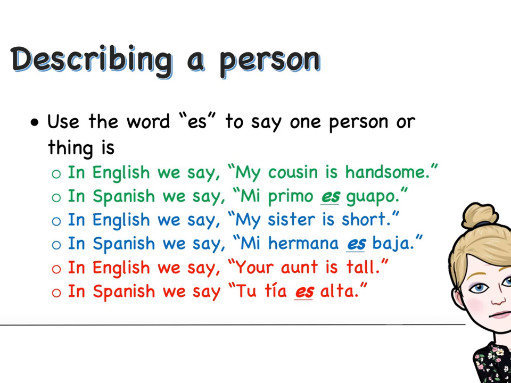In English, we say, my sister is short. In Spanish, we say, mi hermana es baja. In English, we say, your aunt is tall. In Spanish, we say, tu tía es alta.